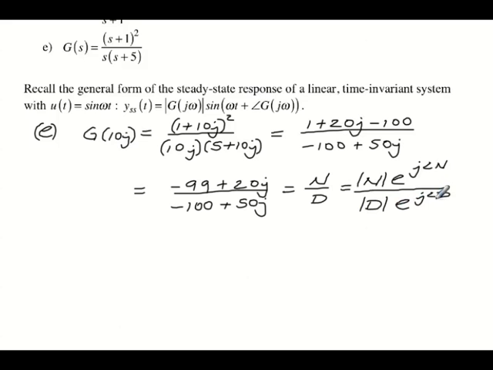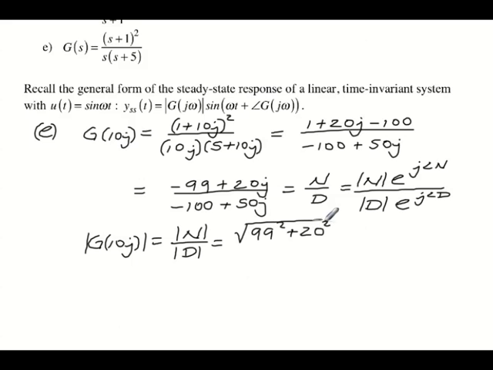Okay, so from here we see that the magnitude of G is the magnitude of the numerator N, divided by the magnitude of the denominator D, so that's going to be the square root of 99 squared plus 20 squared, over the square root of 100 squared plus 50 squared. That number is 0.9034.